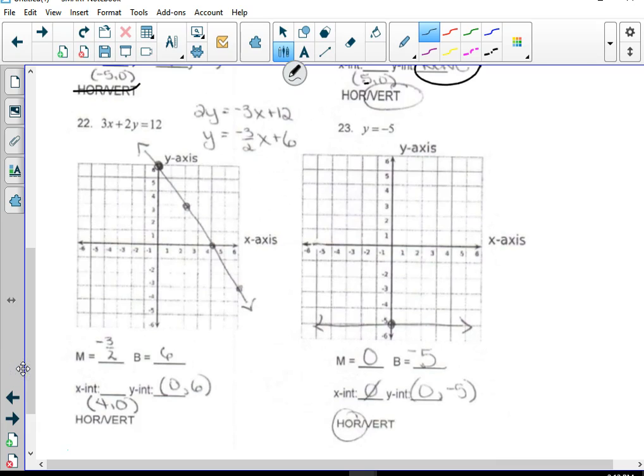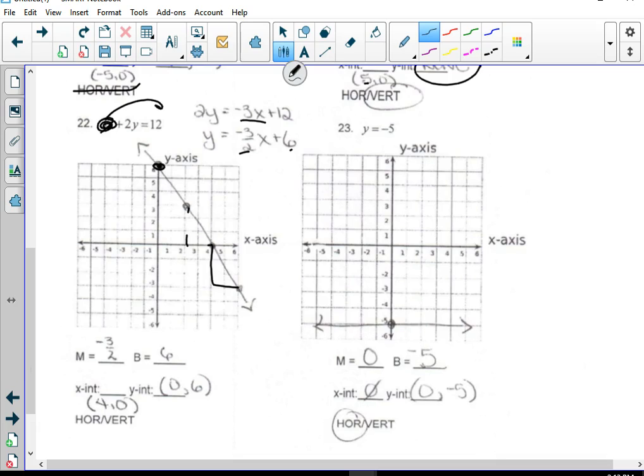Alright, cover-up method. Now, the thing is, on this one, you have two choices. You could move the 3x over and then divide everything by 2. You can do that. And then you have y-intercept of 6, negative 3/2 slope. You can do that. Or you can do the cover-up method. Cover-up method means cover that up.